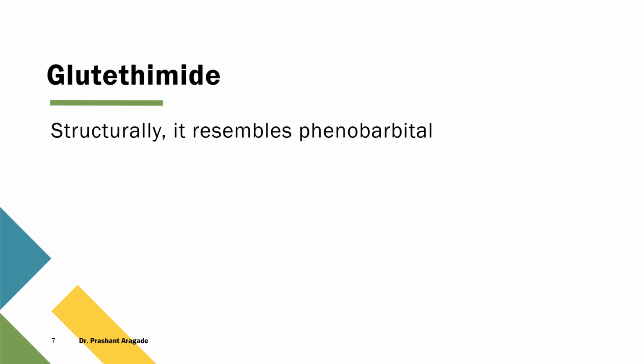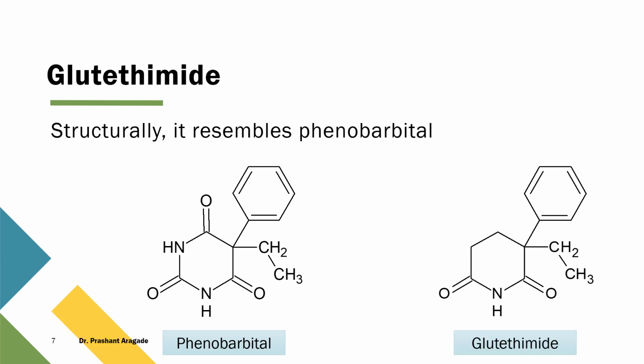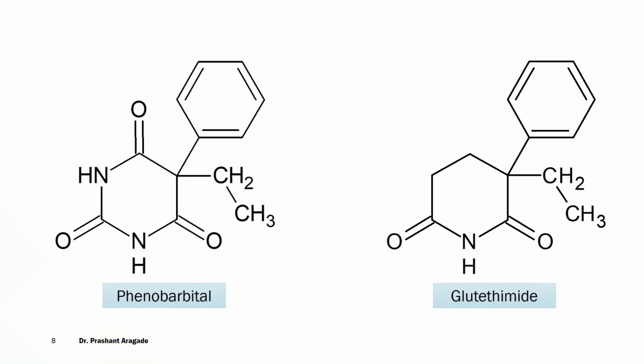As I told you earlier, it structurally resembles phenobarbitone, or you can say phenobarbital. Phenobarbitone is a barbituric acid derivative, and the structure of phenobarbitone is like this. And if you draw the structure of glutathione just in front of the structure of phenobarbitone, then it looks like this. And you just have to observe both structures and try to point out the difference between these two structures.